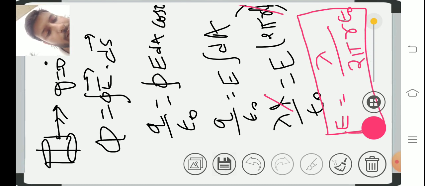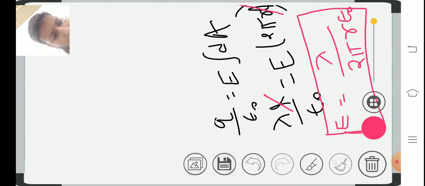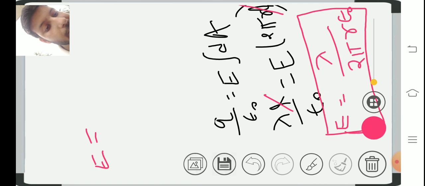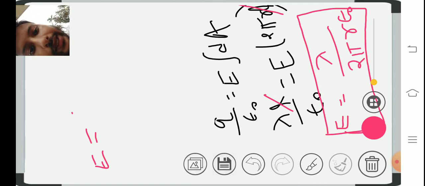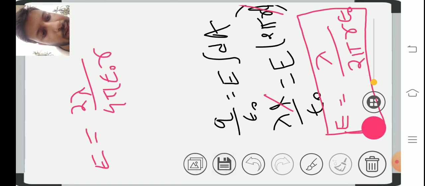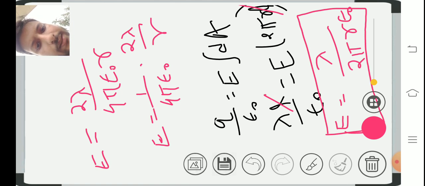So we can write it in another form too. We can write it in this form too. E is equal to, if we multiply 2 in the denominator and numerator both sides, we will get 2 lambda by 4 pi epsilon naught into R. Clear? I hope I'm not missing anything. Okay, so finally E is equal to 1 by 4 pi epsilon naught into 2 lambda by R. So this is the final formula.